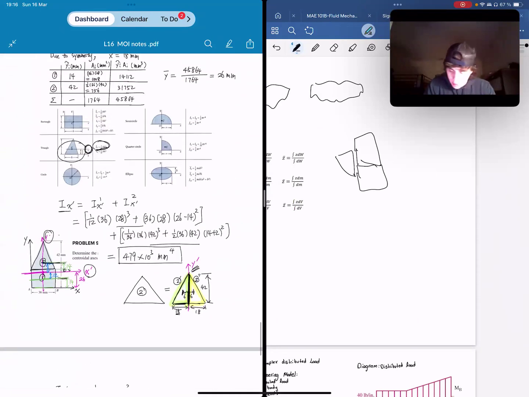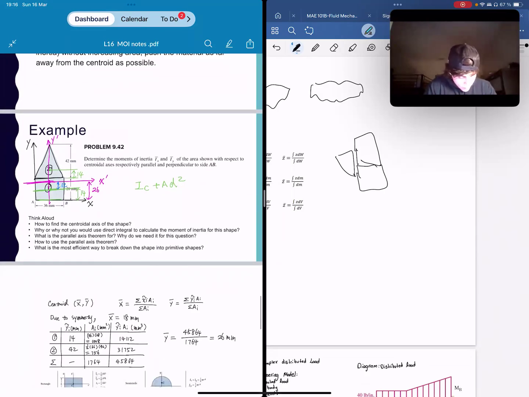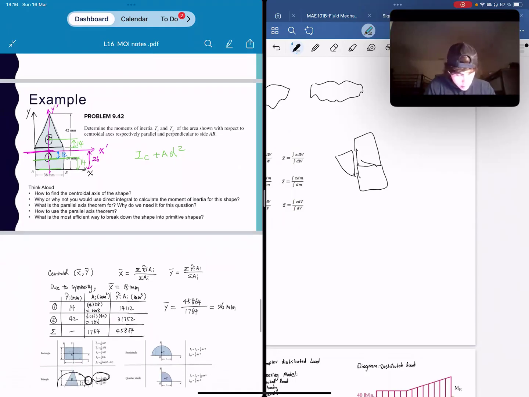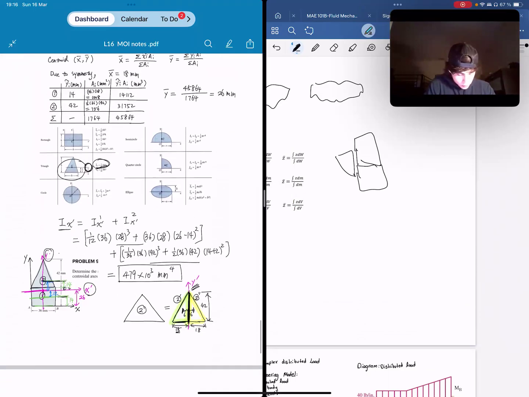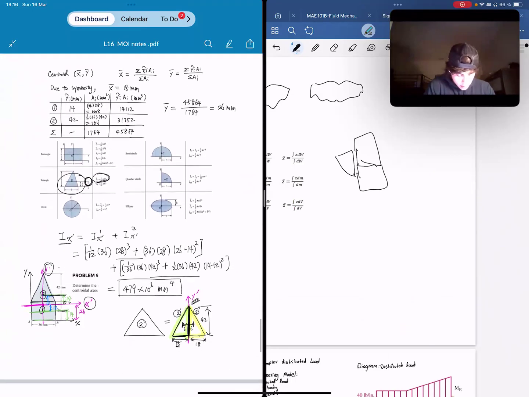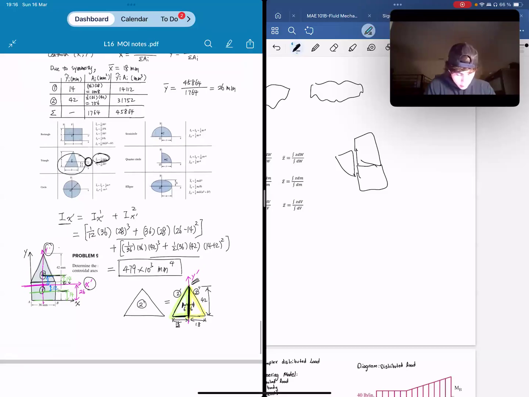Once again, we have an example right here. I'm not gonna go through it, but we again just use the method of summations, identify the different moments of inertia for each shape, right? And then just add the contributions for I_x prime and I_y bar prime.